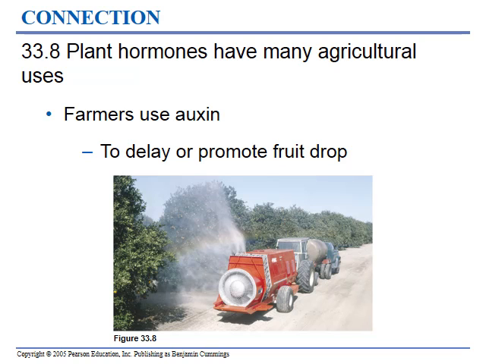Plant hormones have many agricultural uses. Farmers use auxin. They also use gibs. Auxins used to promote fruit drop. So if you spray the right concentration, you can get the fruit to stay on the tree. If you spray the wrong concentration, you can actually make it drop faster by mistake.